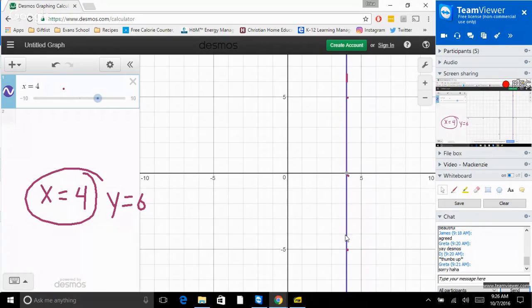So can anyone tell me what the slope of x equals 4 is? Undefined. That's right, James. It's undefined. We can't tell you what the slope is of this because its run, basically how much it's changing in the x, is 0, and we can't divide by 0. Nice, James.